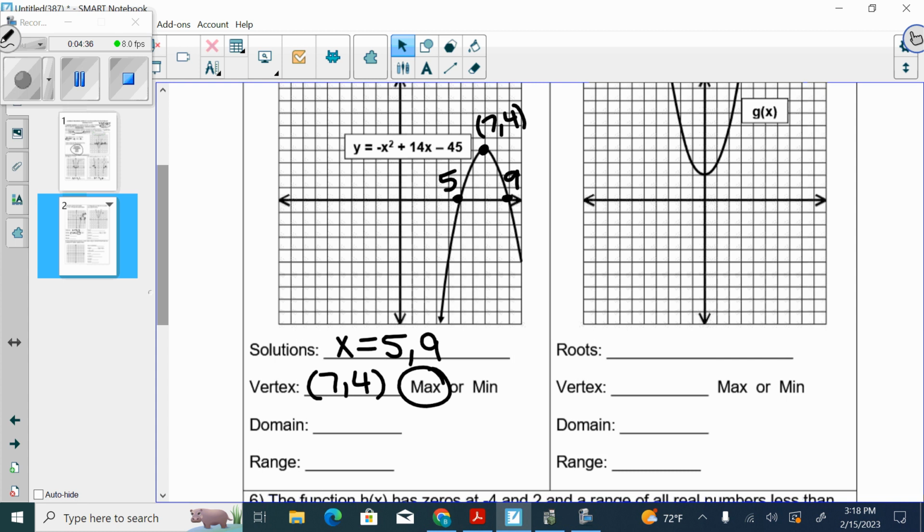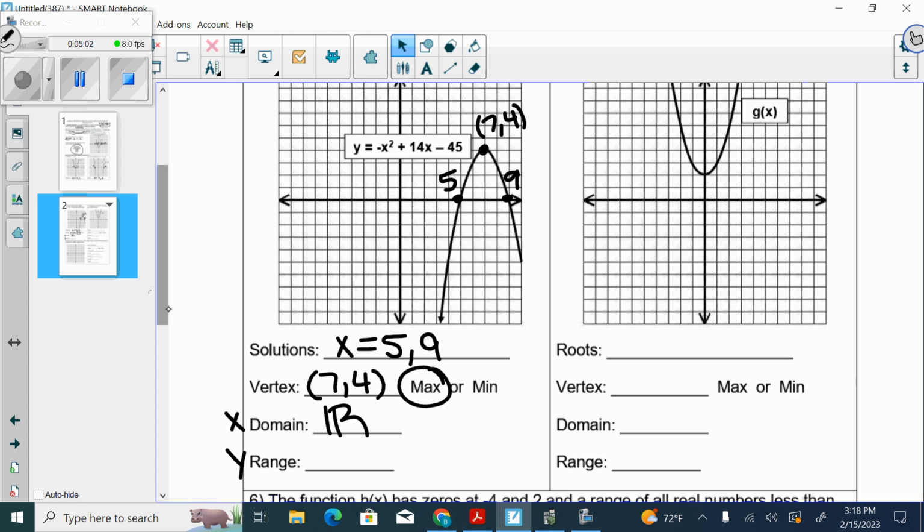Good. Okay, and then they ask domain and range. Is domain my x's or y's? X's. So range is my y's. All right, so domain. X's go left and right. My arrows on this graph go like this, right? Is my graph ever going to stop going to the left or right? No. So what's my domain? All real numbers. Good.